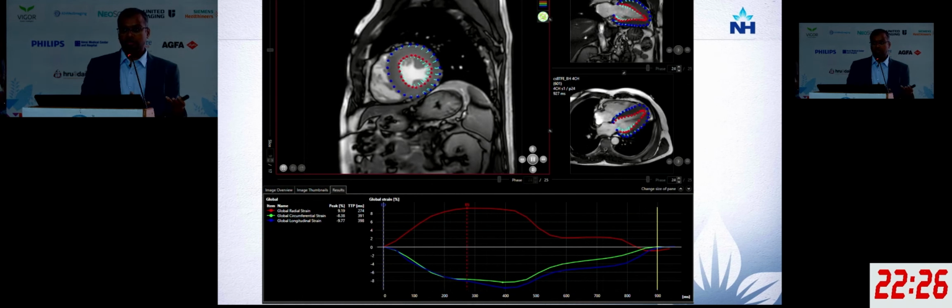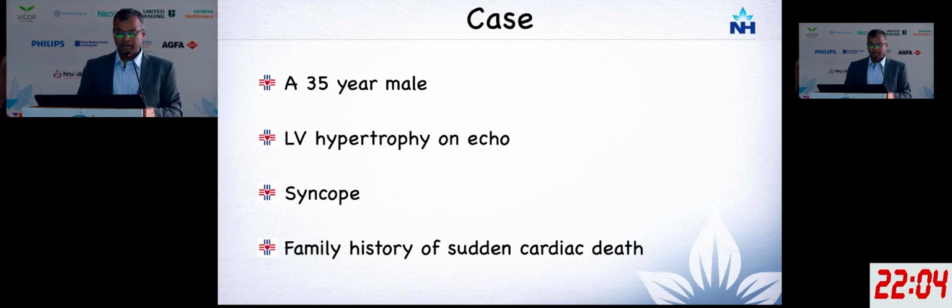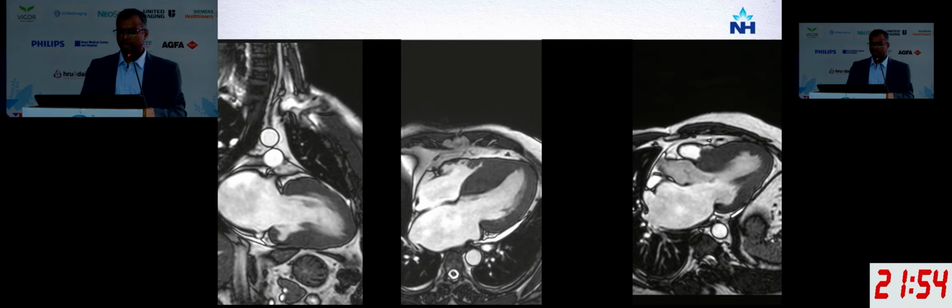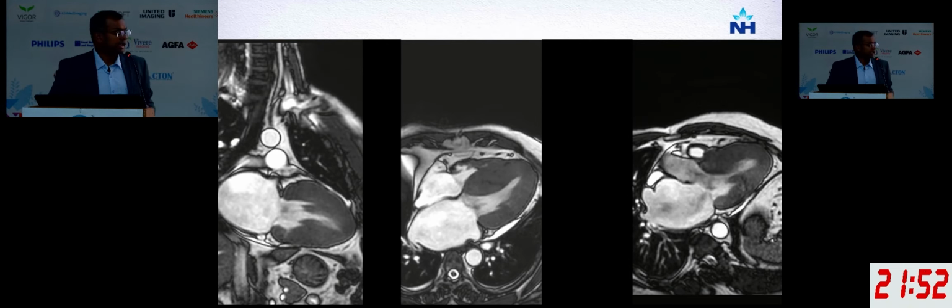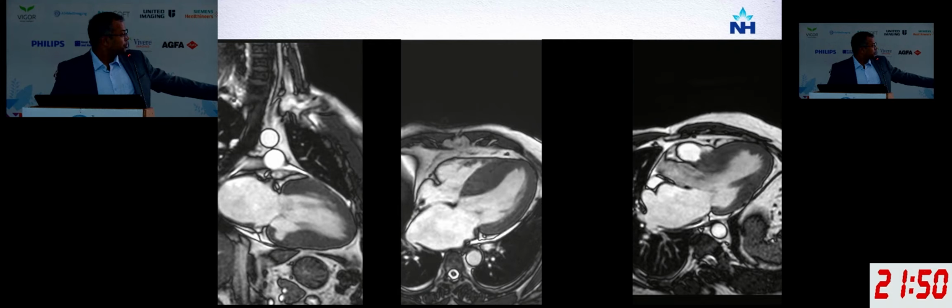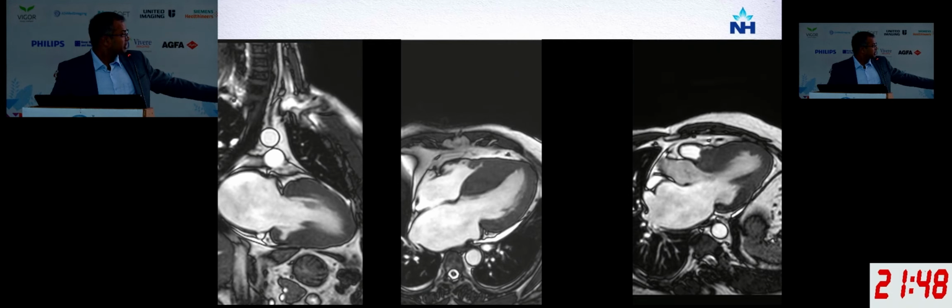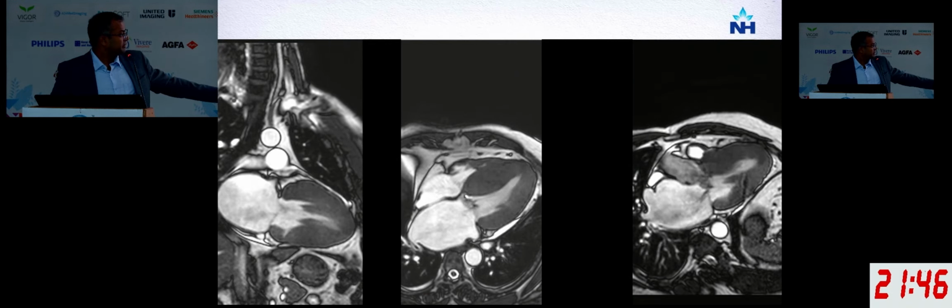So now we're going to delve into more cases. This is a 35-year-old male. Echo showed LV hypertrophy. He came in with syncope and a family history of sudden cardiac death. So everything fits in. And this is the cardiac MR. Remember what I'd shown you in the first case? Something very similar here.